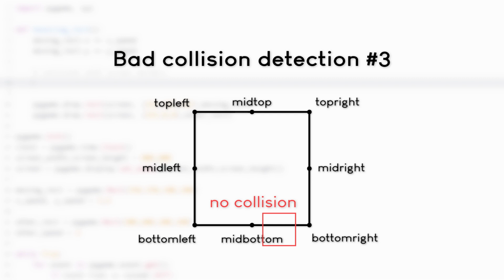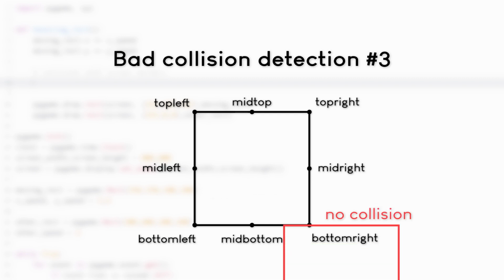And also, if only a part of your rectangle collides with another rectangle, so it only touches a corner of it, then a collision would also not be triggered. So all of this is a lot of typing and not very reliable. So instead, here's a much better approach.